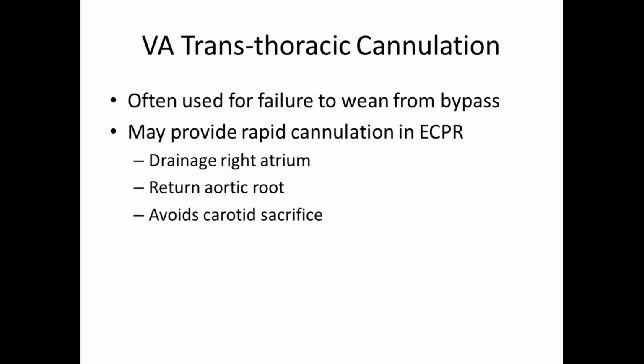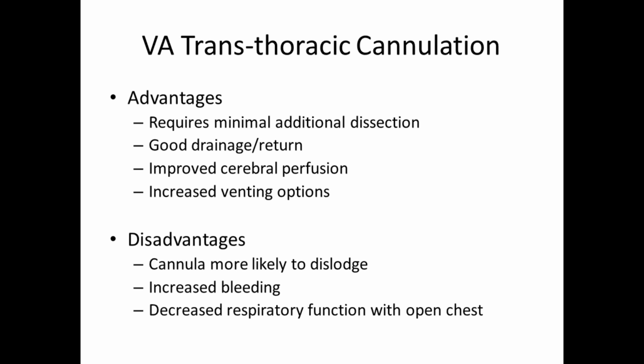Trans-thoracic or central ECMO is usually used when we are unable to wean the patient off the bypass or heart-lung machine. That's the time you might use central cannulation, trans-thoracic cannulation. That will give better drainage from the right atrium, and the return will be to the aortic root, so the flow will be much better. When the patient is already on the heart-lung machine, you don't need to do anything extra for the patient.